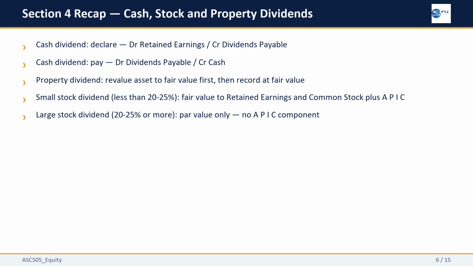For stock dividends, the measurement depends on size. Small stock dividends under 20 to 25% use fair value. The amount debits retained earnings and credits common stock at par plus APIC for the excess. Large stock dividends use par value only. Stock splits require only a memorandum entry.